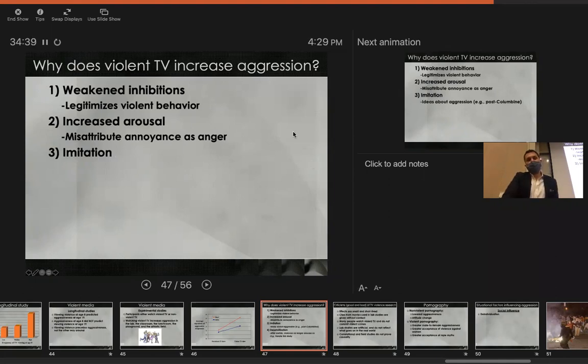Furthermore, violent TV can increase aggression through a process of imitation. In other words, if you have someone who watches someone behave violently, that can lead people to imitate it. We saw this in a sense with social learning theory, like the kids who watched the violent model hitting the bobo doll themselves imitated that behavior and would hit the bobo doll. And it can give people ideas about aggression.